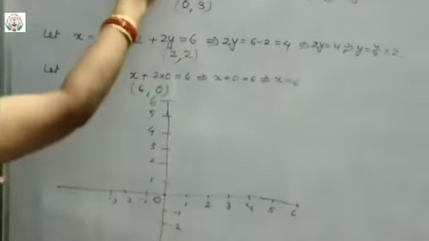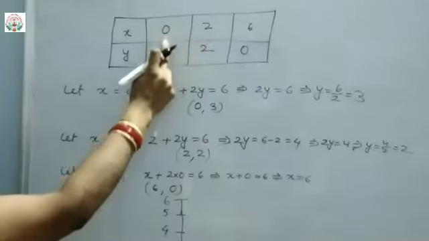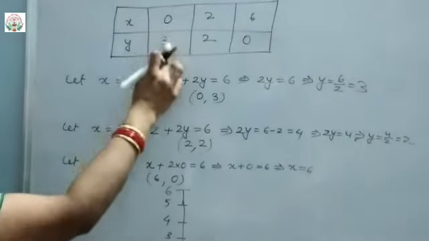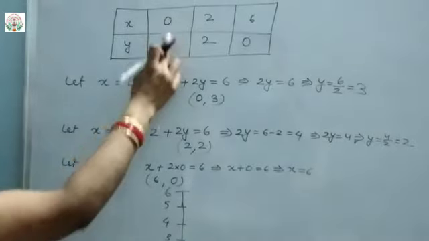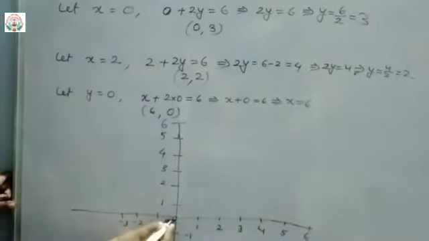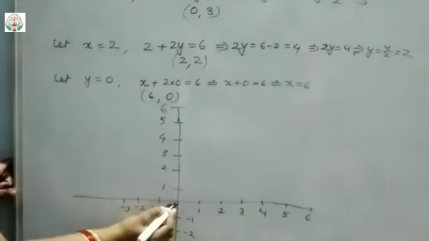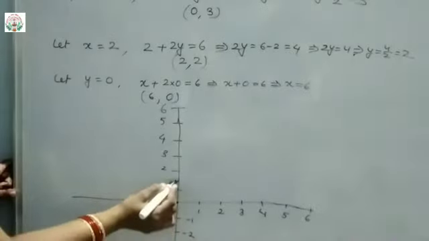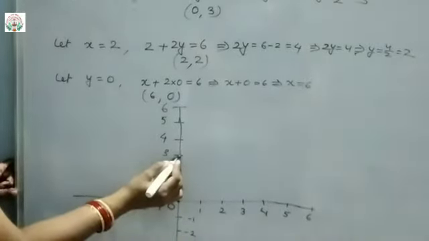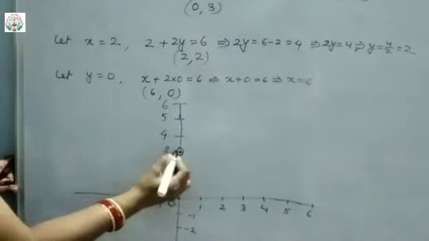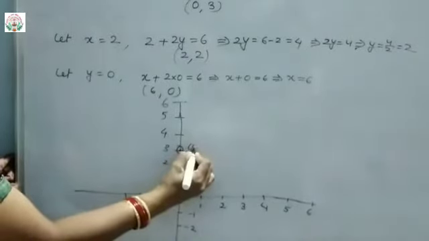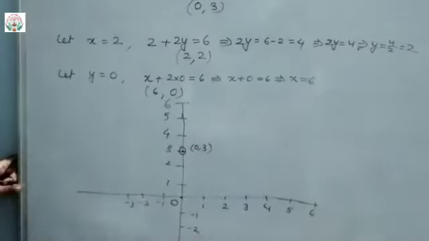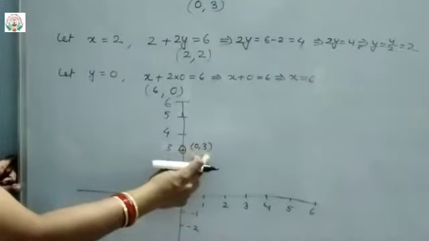Now see the points. First point, what is that? 0, 3. 0, 3 means when x is 0, y is 3. X is 0 means it will be at the center. And y is 3 means 1, 2, 3. This point. So this will be 0, 3. X is 0, y is 3.